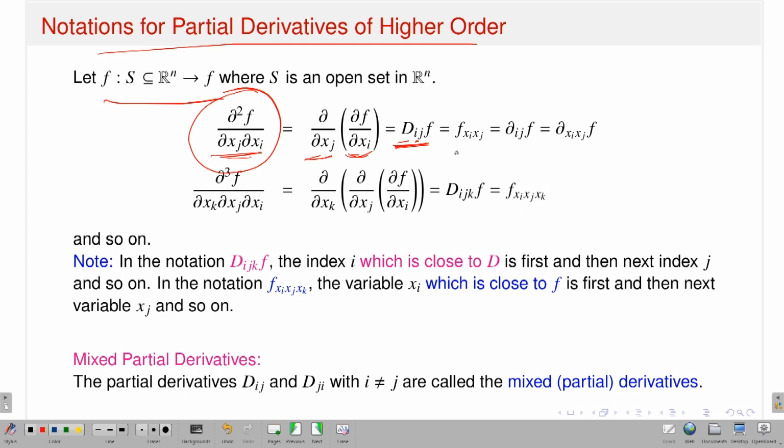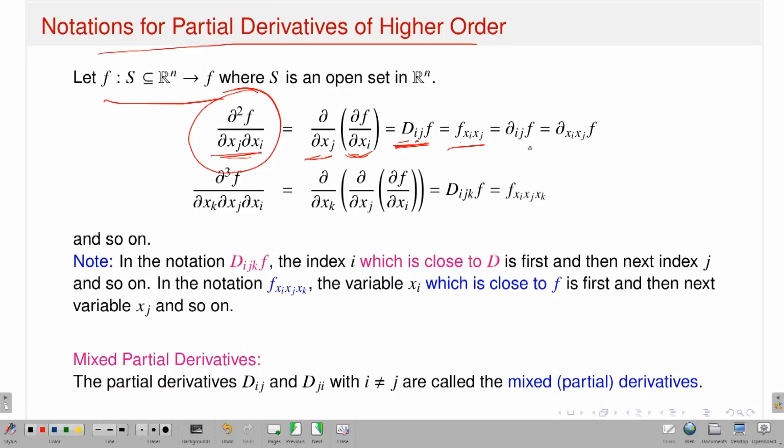That's how the notation works. Similarly, f xi xj, where xi is close to f, means that in this notation xi is near to f. That means first you do the partial derivative of f with respect to xi variable, then think about the function del f del xi as a function from Rn to R, and then do the partial derivative of del f del xi with respect to xj variable. So this is the differentiation del ij f, del xi xj f. Similarly, suppose del 3f, with respect to del xi, del xj, del xk. So this is the notation.